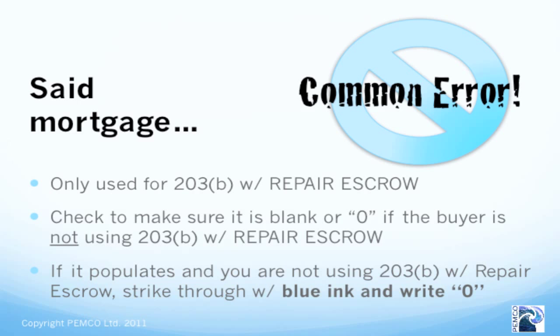If you find, upon reviewing the printed 9548, that HUDHomestore.com has in fact populated this line when it shouldn't have, like situations where you've checked boxes for 203B, 203K, or cash or conventional, these options do not have escrow amounts, so this amount shouldn't be there. So if this is the case, please strike through the amount in blue ink and write 0.